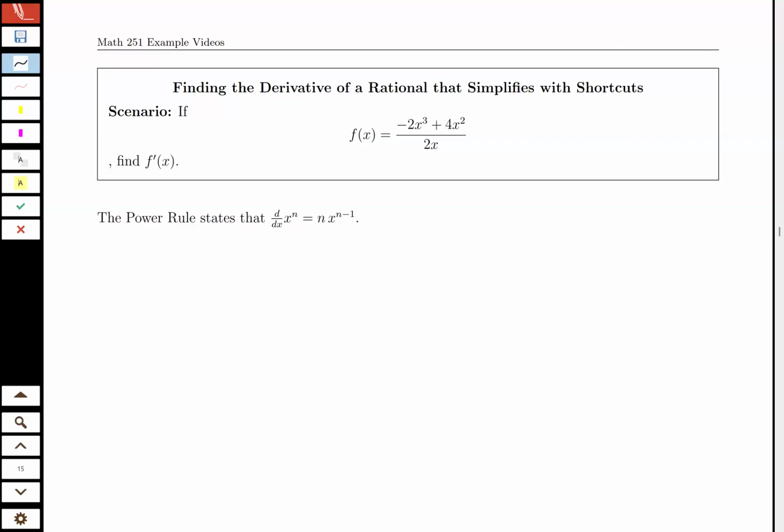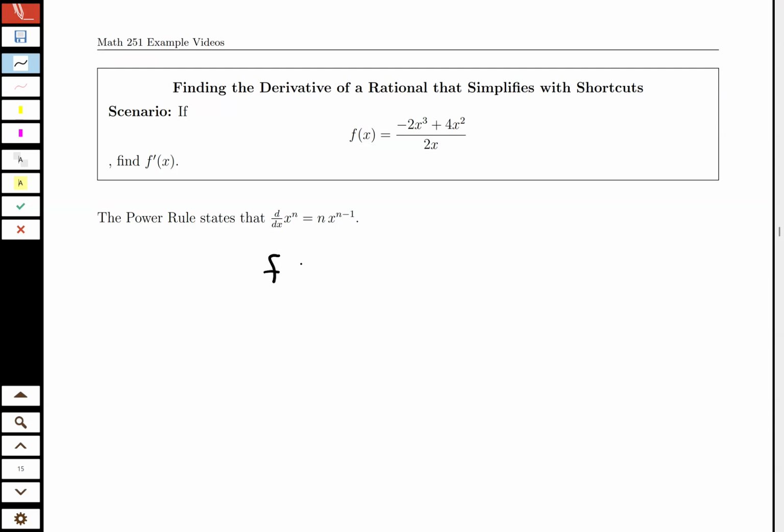Let's look at finding the derivative of a rational function. Now, we will discover something called the quotient rule that allows us to do this as well, but I think a really good strategy for dealing with finding the derivative of rationals is trying to simplify first if possible.